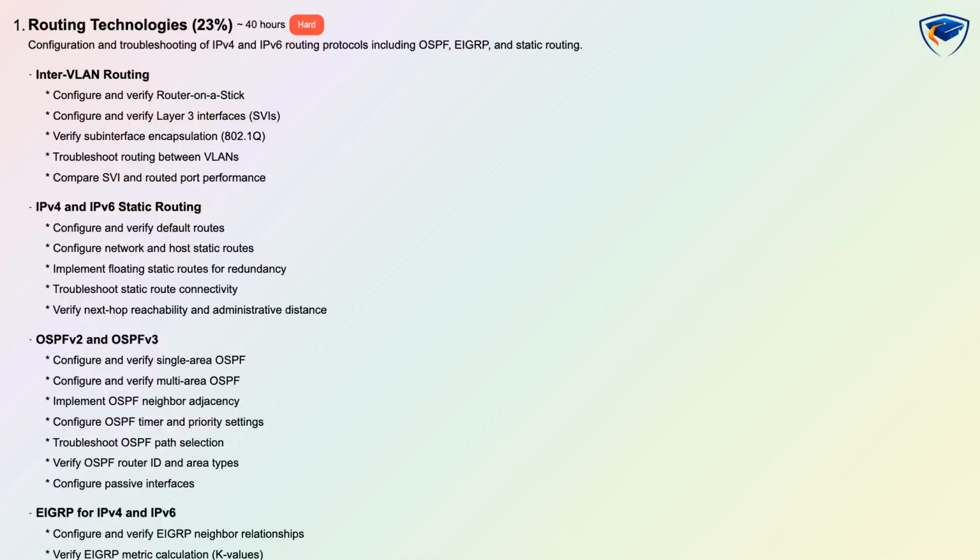Routing technologies carries 23% of the exam and is rated hard with about 40 hours of study recommended in both hands-on and conceptual assessment. You will learn configuration and troubleshooting of IPv4 and IPv6 routing protocols, including static routes, OSPFv2 and OSPFv3, and EIGRP for IPv4 and IPv6. Expect practical tasks such as router on a stick inter-VLAN routing, configuring SVIs and subinterfaces, verifying neighbor adjacencies and OSPF area types, and troubleshooting path selection and next hop reachability.